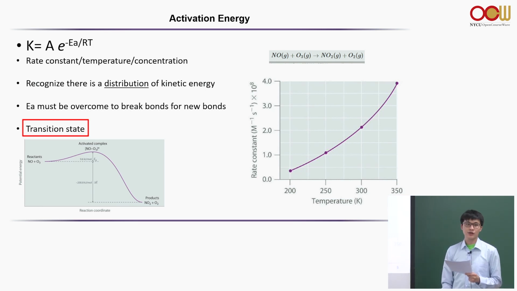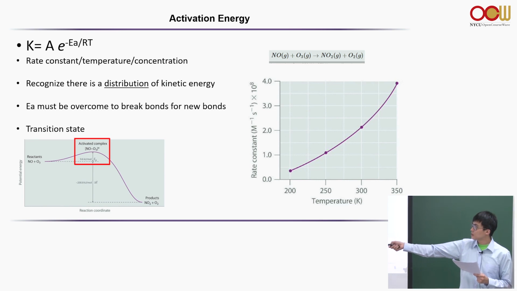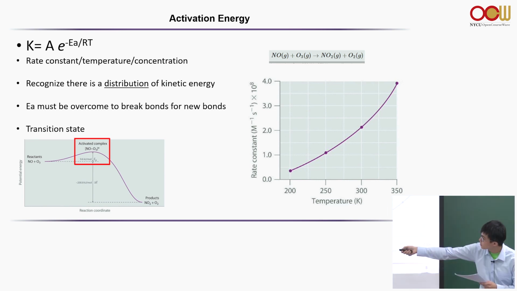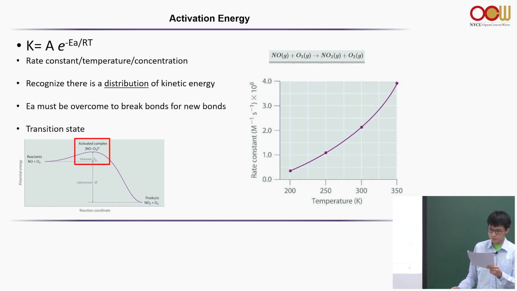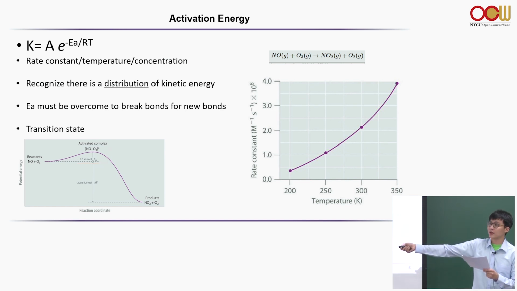Okay, so that is transition state. Transition state means this is the highest energy. This is NO partially bonded to this O3. It's undergoing a very effective collision that will make a reaction happen. So this is related to the concept of activation energy. It has to go over this energy barrier for the reaction to happen. So the activated complex or transition state is at this highest point.